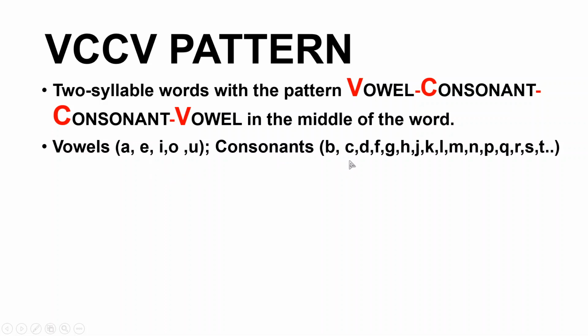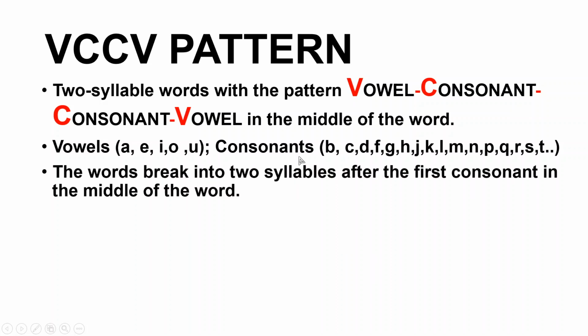Examples, we have B, C, D, F, G, H, J, K, L, M, N, P, Q, R, S, T, and so on and so forth. So we have a lot of consonants and we have only 5 vowels. So you need to memorize those. So vowels, A, E, I, O, U, and others that are not A, E, I, O, U are considered consonants. So we go to this other idea about VCCV pattern. So the words break into 2 syllables after the first consonant in the middle of the word.